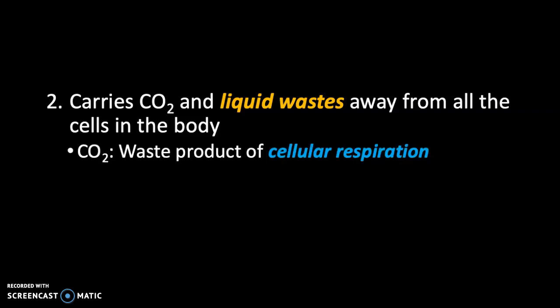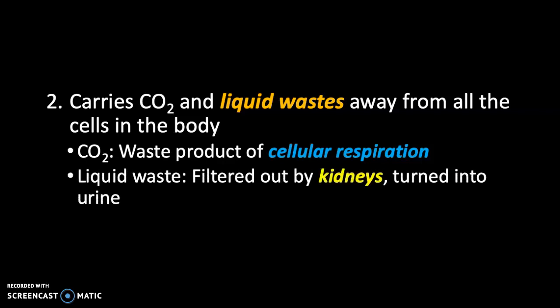So the carbon dioxide is one of the waste products of cellular respiration that happens in the mitochondria, that is the powerhouse of the cell. And then the liquid wastes are the result of metabolic processes that are happening inside your cells. And those liquid wastes are going to be filtered out by the kidneys and then turned into urine. So there's your two functions of the cardiovascular system.